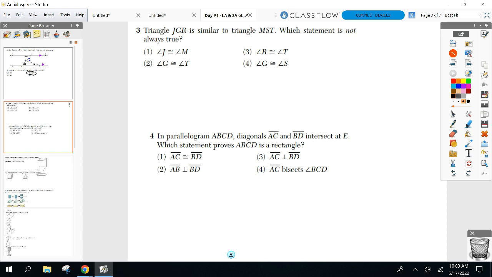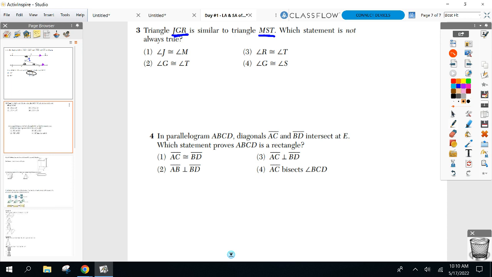Triangles are similar, which is not always true. So what do we know about two triangles that are similar? Sides are in proportion. What about their corresponding angles? Not in proportion, but congruent. Corresponding angles are congruent when the triangles are similar. How are we going to know which angles match up? Use the similarity statement.